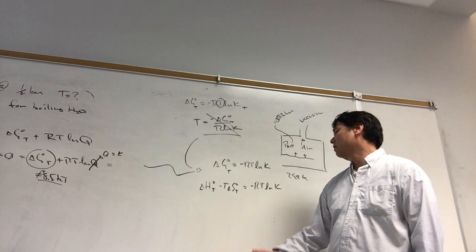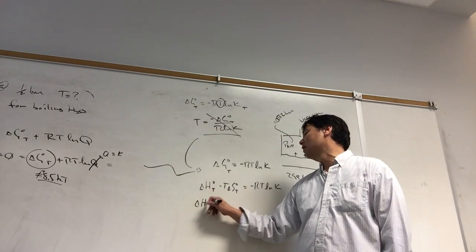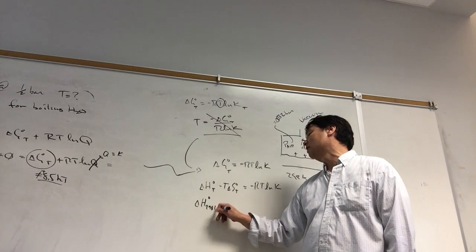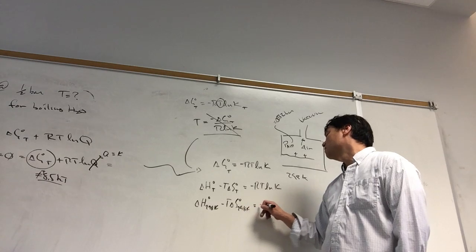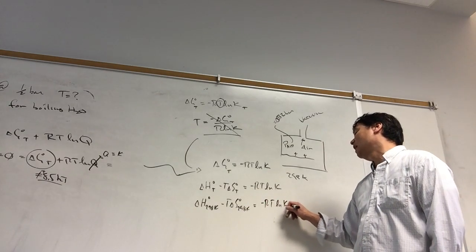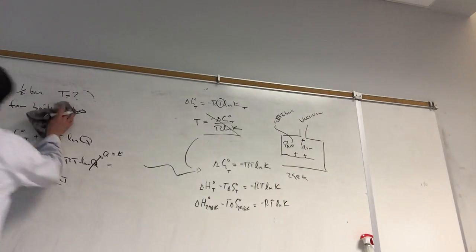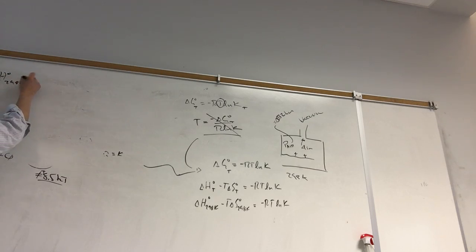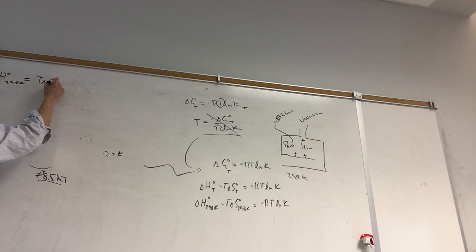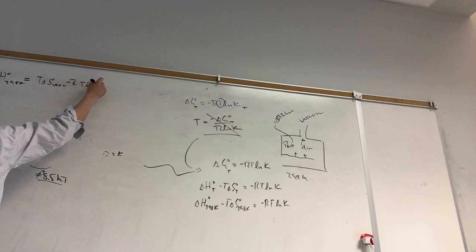Now let's make the assumption that delta H naught at temperature T is about equal to delta H naught at 298 Kelvin, and delta S naught at T is about equal to delta S naught at 298 Kelvin, which is going to equal minus RT ln of K. Then we add a T delta S naught to both sides, and we get delta H naught at 298 Kelvin is equal to T delta S naught at 298 Kelvin minus RT ln of K.